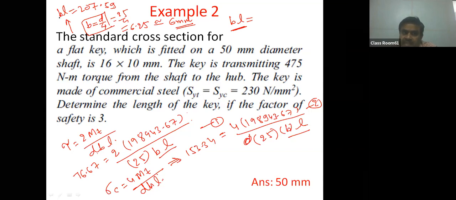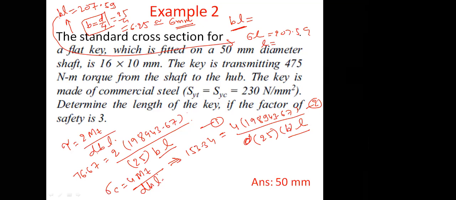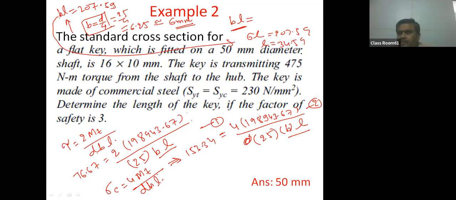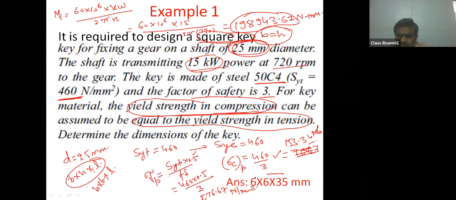So when B equal to 6 multiplied by L equal to 207.59, I have taken it from here. Now from here you can find the length of the key. So just calculate what L is coming. 34.59. So approximately you can take 35 millimeter length for the key. So our answer is 6 by 6 by 35. Our width is 6, height is also 6, and length is 35. This is the final answer for the design.